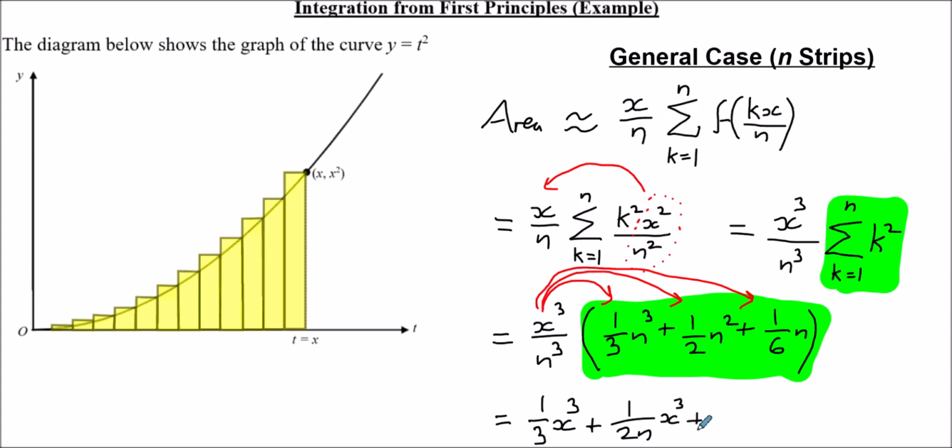And then we're going to have 1/6 n squared x cubed. And so this area is going to be approximately equal to this thing here. So the area is approximately equal to this result down here. So how does that help us in any way, shape or form?